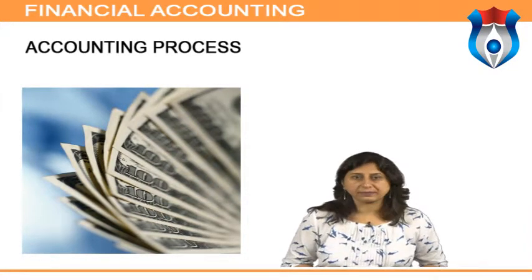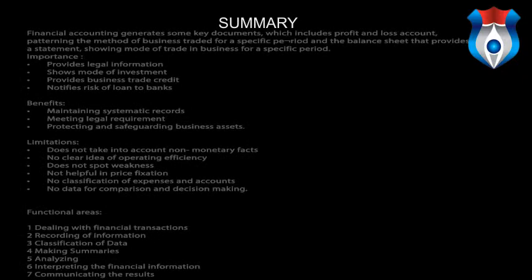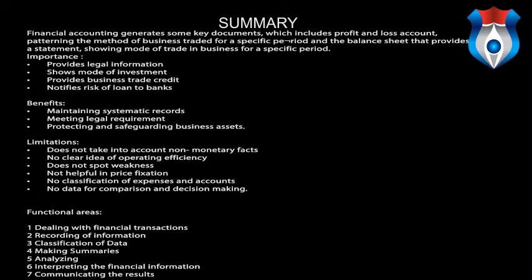Now in the end, let us summarize what we have learned in this lecture. Financial accounting generates some key documents which include the profit and loss account, showing the result of the business traded for a specific period, and the balance sheet that provides a statement showing the position of the business for a specific period. Importance: provides legal information, shows mode of investment, provides business trade credit, notifies risk of loan to banks.